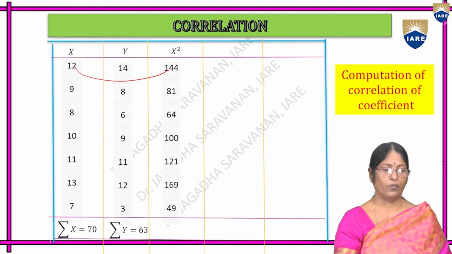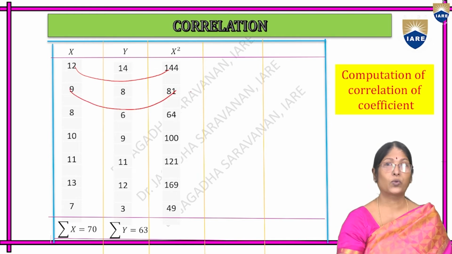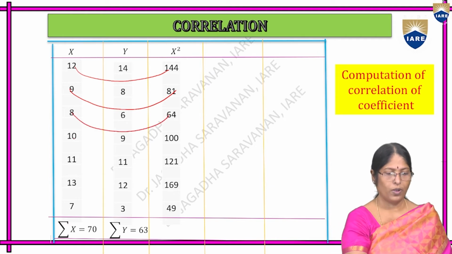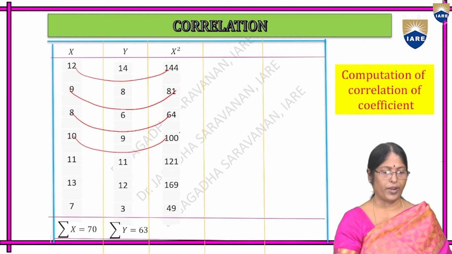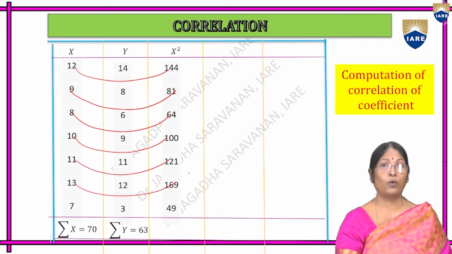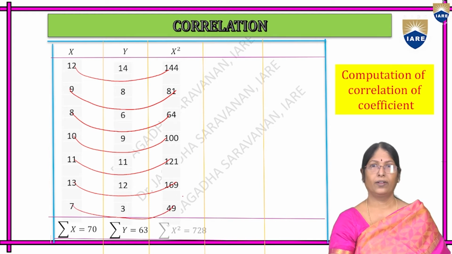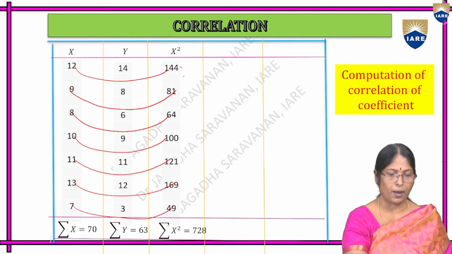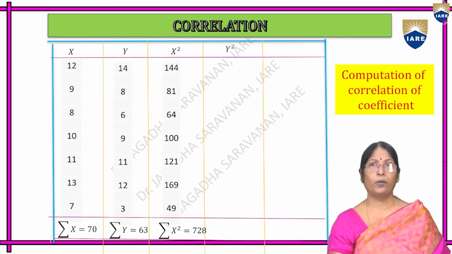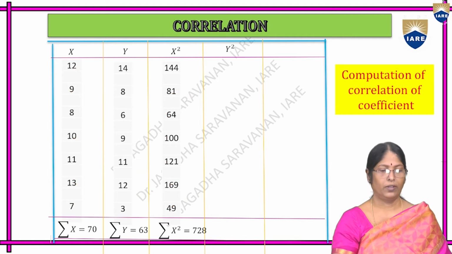12 square, 144. 9 square, 81. 8 square, 64. 10 square, 100. 11 square, 121. 13 square, 169. 7 square, 49. And we added this complete summation x square, which is nothing but 728.